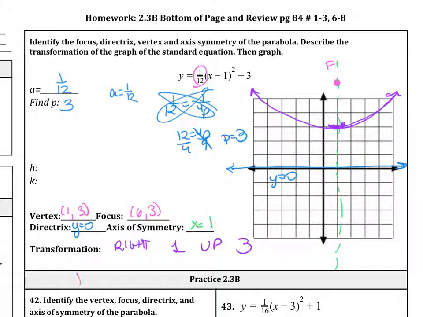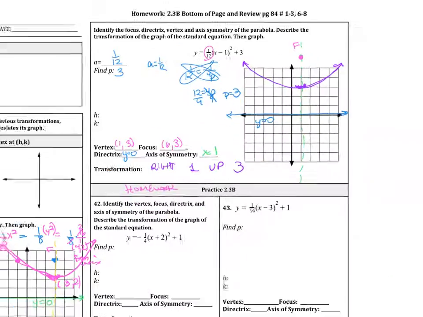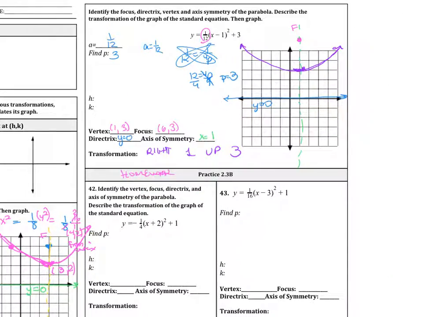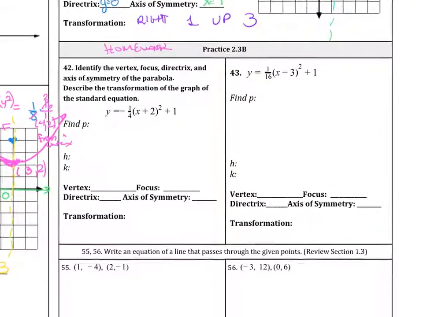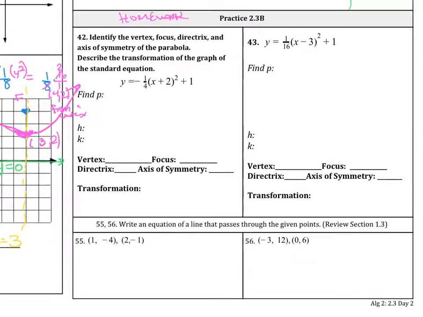So the last thing is this last part over here, the homework is below. So you'll have to do just these problems down here. Identify the vertex, focus, directrix, and axis of symmetry of the parabola. You could try to graph it if you would like to see if you can do that. And then 55 and 56, write an equation of a line that passes through the given point. So this is review.